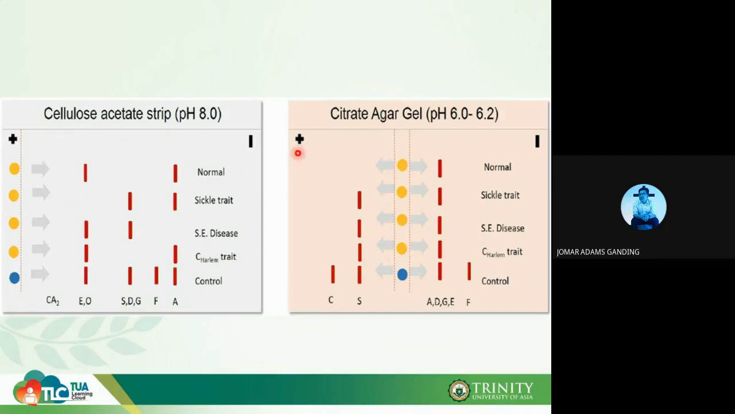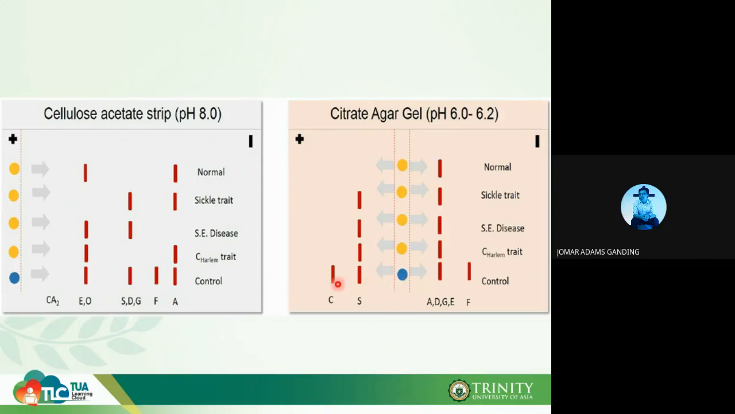So you have the anode and you have the cathode, okay? Your hemoglobin, ang goal natin, mahiwalay si S kay D at G, okay? So take for example, nag-apply ka dito ng sample, so yung makikita mo normal, walang mga ano. So paano po natin ma-differentiate? Okay, paano natin ma-differentiate? You will now be able to differentiate it by their mobility pattern.